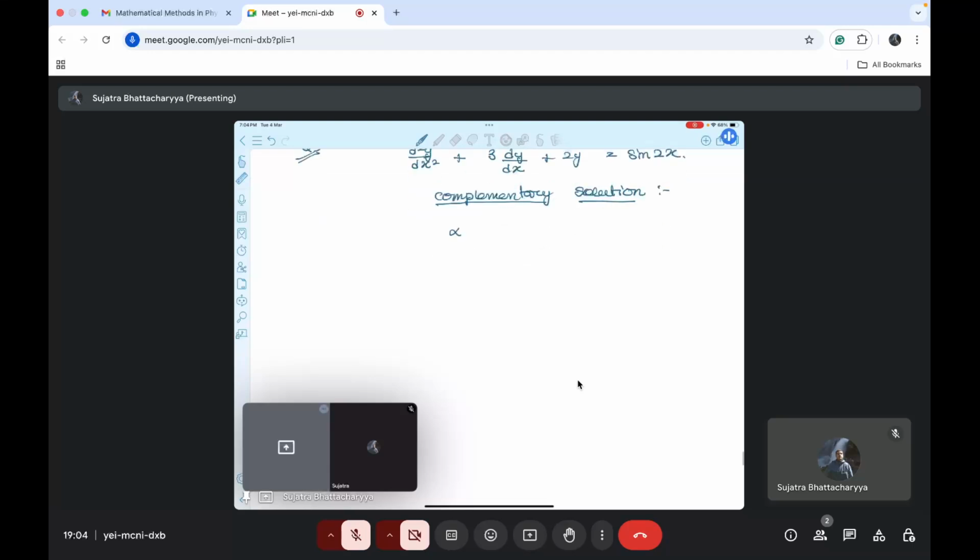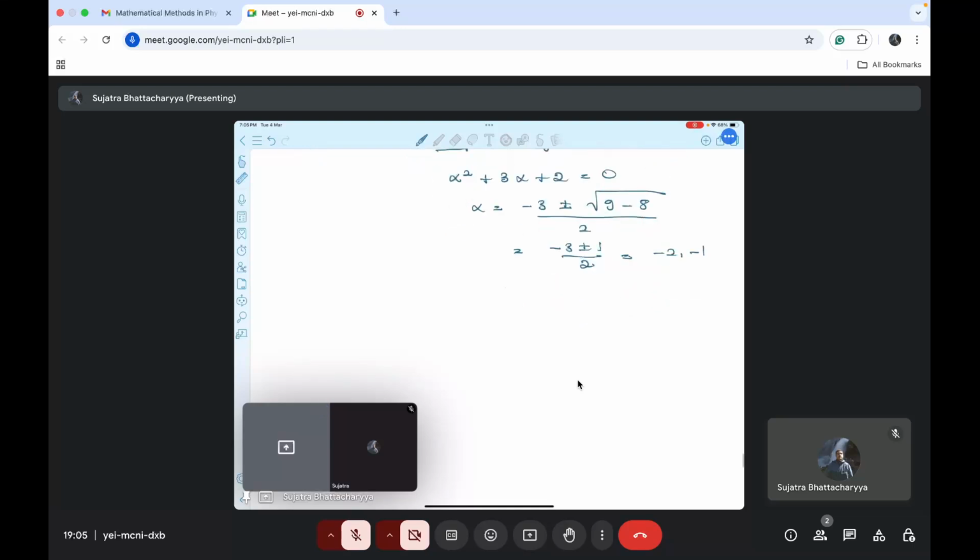Okay, so you have alpha square plus 3 alpha plus 2, which is equal to 0. So alpha will be equal to minus 3 plus minus root over 9 minus 8, correct? Divided by 2. It will be minus 3 plus minus 1 divided by 2, which gives you either minus 2 or minus 1. So your yc becomes c1 e to the power minus x plus c2 e to the power minus 2x. So we have found out the complementary solution. Now, particular solution.